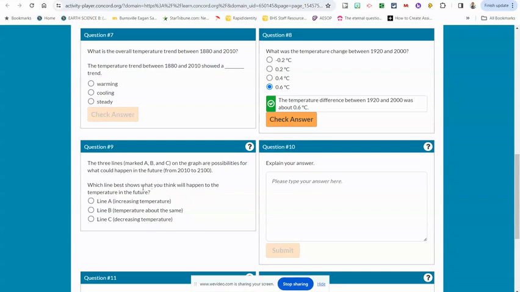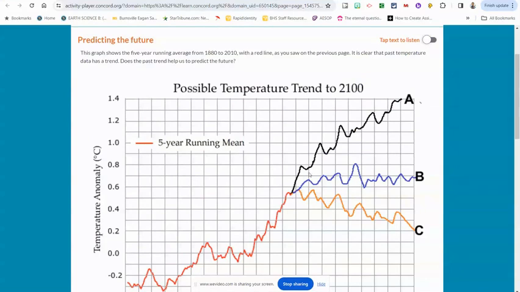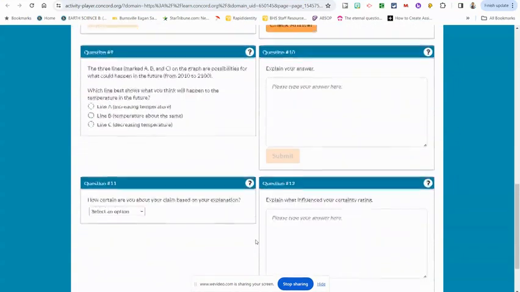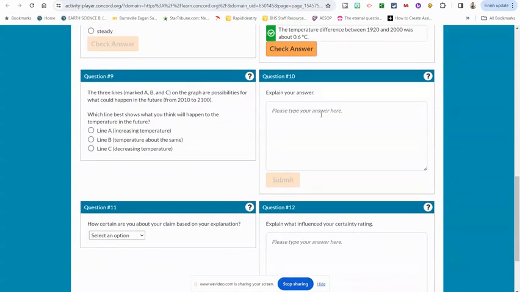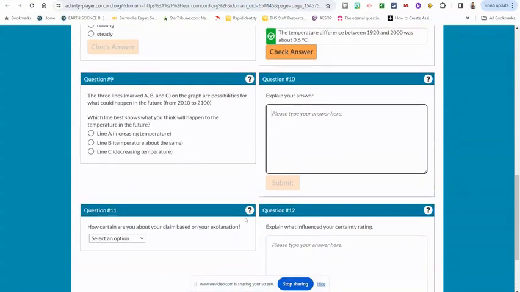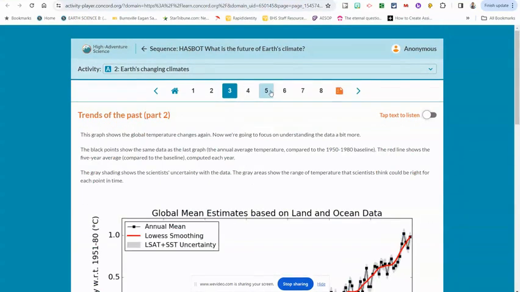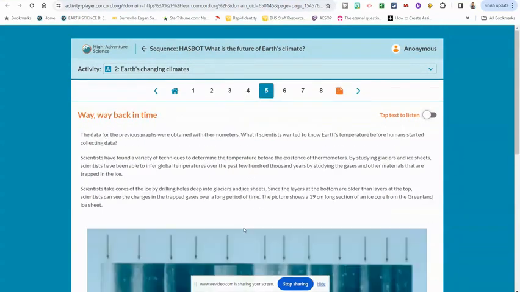Then the 3 lines, this has you predict what you think is correct. On the graph are possibilities. Which line best shows what you think will happen? Do you think we will continue to increase like A? Do you think we'll level off like B? Or do you think temperatures will decrease for C? Give me your answer. Explain your answer. How certain are you, and what influenced your certainty rating? Okay. So so I can move on, I have to go back a little bit, or else it won't let me go forward without answering that.